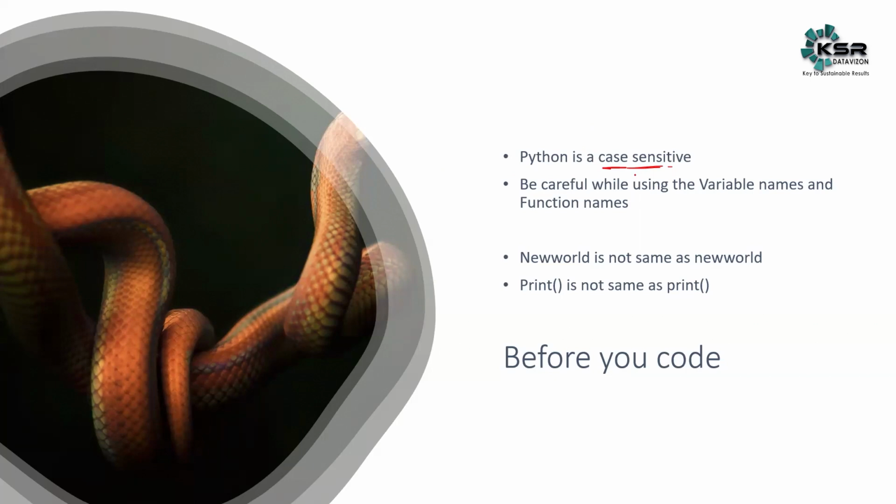What do you mean by case sensitive? For example, case sensitive means that "New World" is not the same as "new world". What is the difference between both? The first one starts with a capital N, the second one with a small n. In Python, the meaning is the same, new world. However, the first letter is capital and the second is small. Hence, we cannot say both are the same because of case sensitivity.